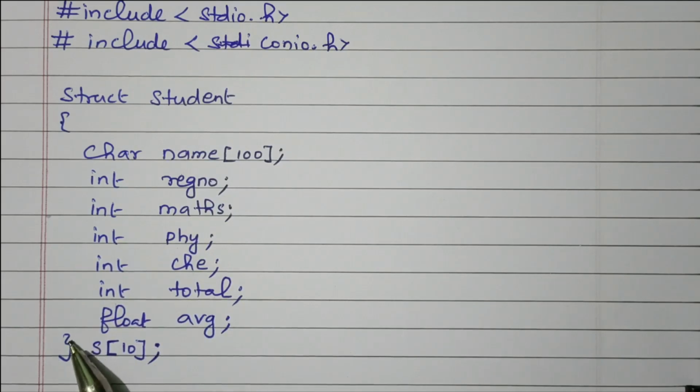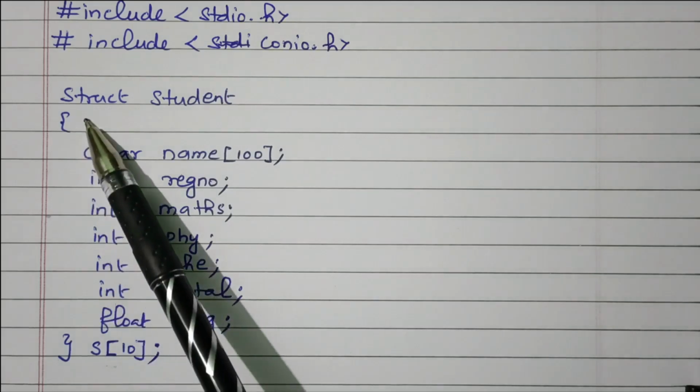Right. Close the brace. s[10]. This is nothing but the structure variable. s[10] is a single dimensional array, so we can store 10 student details. Otherwise we can create s1, s2, s3 also. But if more variables are there, it is easier to go with the array, so that we can store easily by using a for loop. We can easily get the details and easily process the data, so we are using a single dimensional array, right? Otherwise we can use s1, s2, s3 also, but it will take a lot of time.